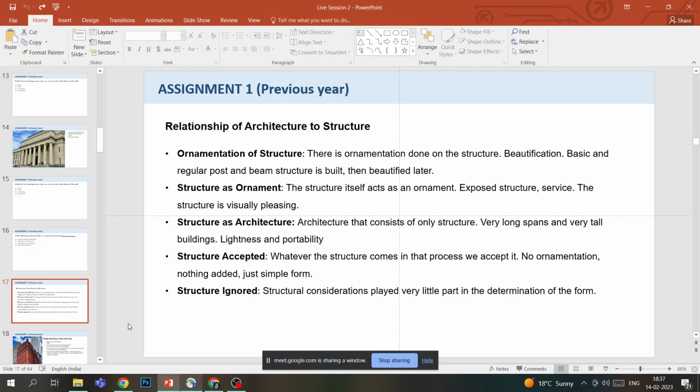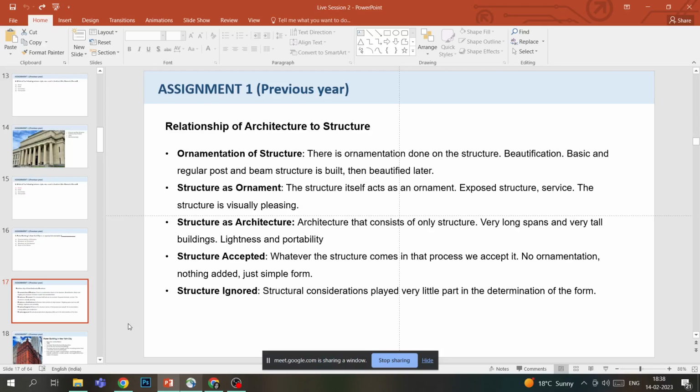There is nothing else built. The whole support structure, the structure which is taking the load, the way it is built, that itself is the whole architecture. This is usually characterized by very long spans and very tall buildings. Another characteristic is that these buildings are very light. They look visually very light and very portable. One of the best examples would be the Eiffel Tower. We all know that it's just a structure, but it is of course architecture also. So that structure itself is completely architecture.